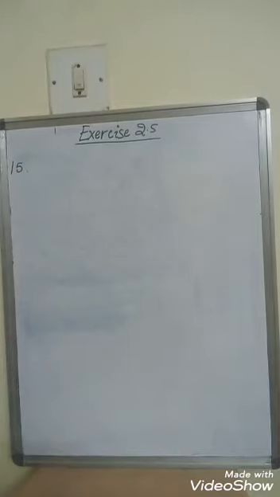So let us see question number 15. Now in question number 15, look into your book, page number 59. What is the question given? In an equilateral triangle ABC, D is a point on side BC such that BD is equal to 1/3 of BC. Prove that 9AD square is equal to 7AB square.